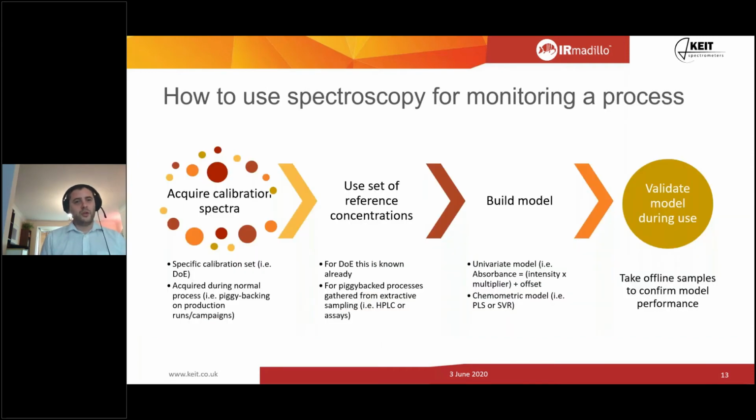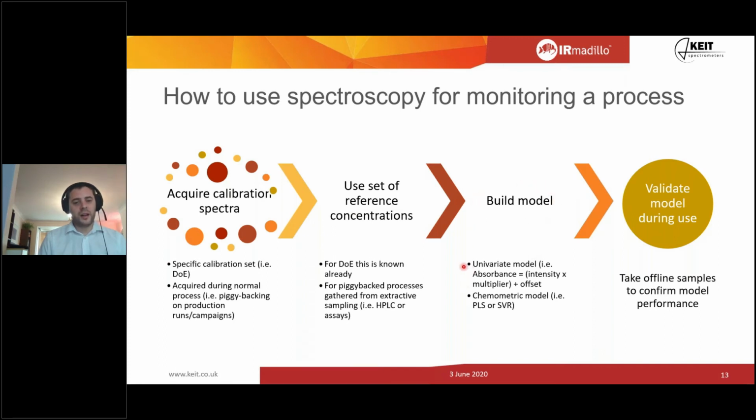So how do we actually use spectroscopy? We have to build a calibration. It isn't inherently quantitative, so we do have to build that calibration first. The first thing we do is acquire calibration spectra. We can either do that by making a sample set up in the laboratory, or we can piggyback on normal production runs and campaigns, especially when there is a natural variation in the process. I've got a couple of slides, one for each, in a minute. Then we use a reference set of concentrations, and we use the two together to build a calibration model.